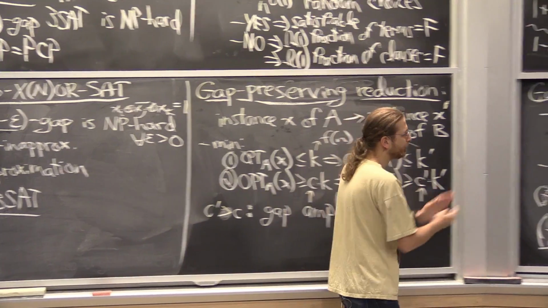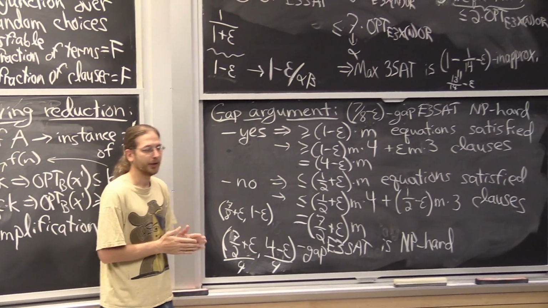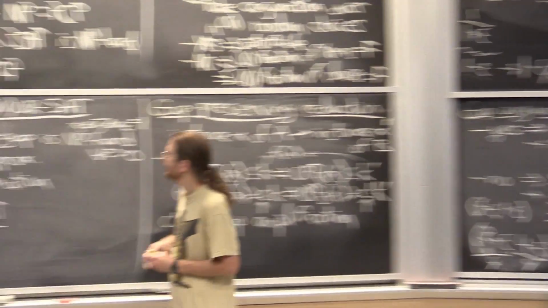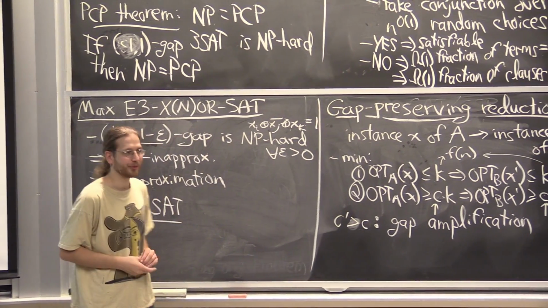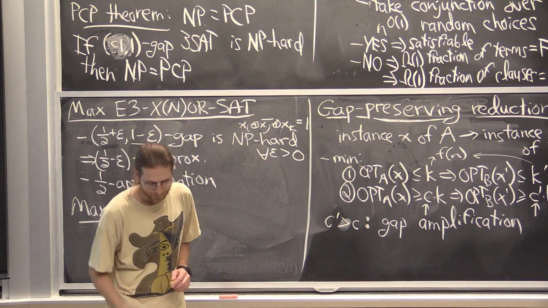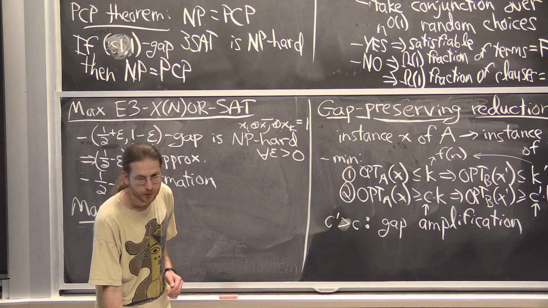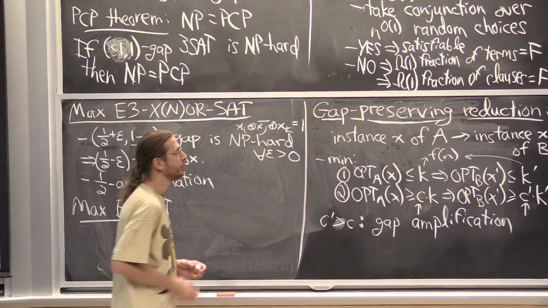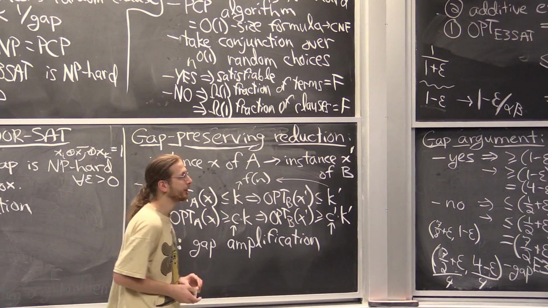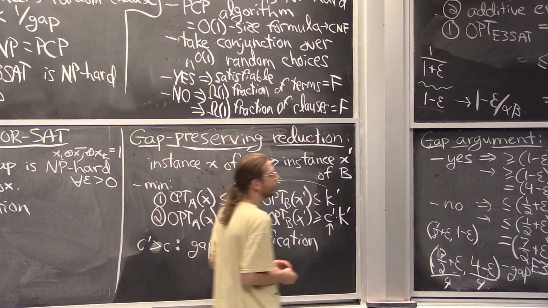Cool. So we get an optimal bound for max E3-SAT, assuming an optimal bound for E3 XOR-SAT, which is from PCP. Yeah. So I'm sorry, can you explain to me again why we don't get this from the L reduction, but we do get it from the gap argument, even though the reduction is the same reduction? It just lets us give a tighter argument in this case.